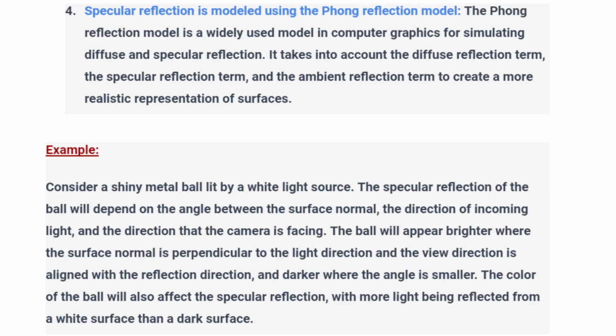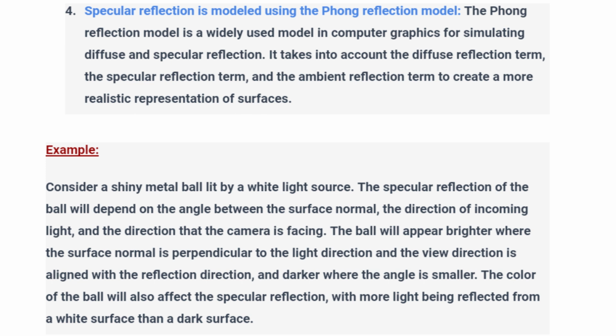Specular reflection is modeled using the Phong reflection model. The Phong reflection model is a widely used model in computer graphics for simulating diffuse and specular reflection. It takes into account the diffuse reflection term, the specular reflection term, and the ambient reflection term to create a more realistic representation of surfaces.